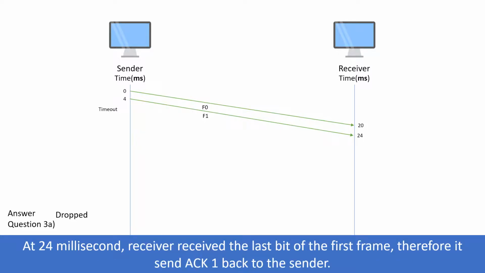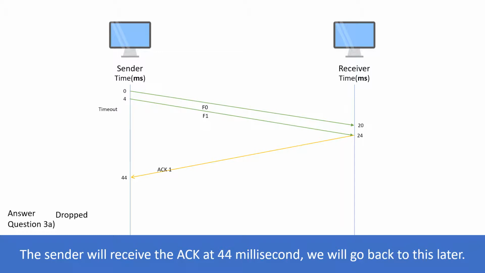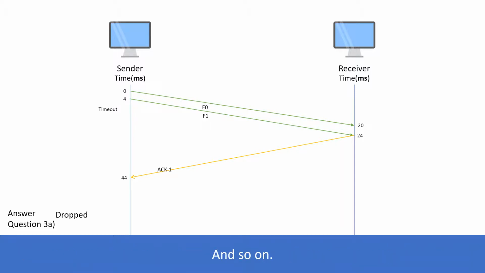At 24 milliseconds, the receiver received the last bit of the first frame. Therefore, it sends ACK1 back to the sender. The sender will receive the ACK at 44 milliseconds. We will go back to this later. And so on. The frame F2 is lost.